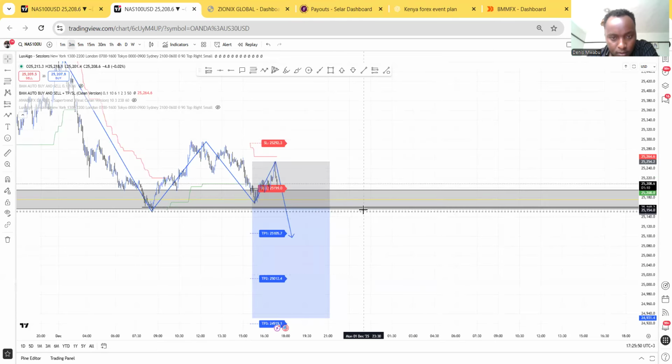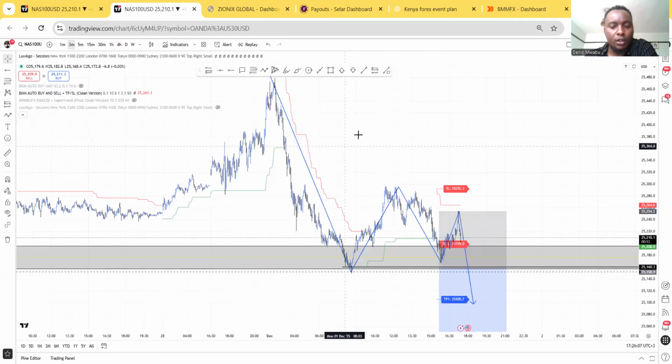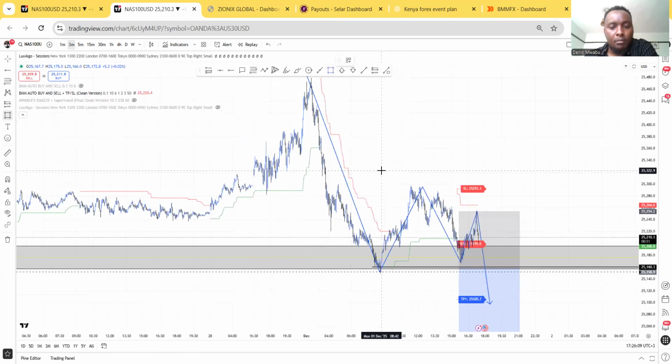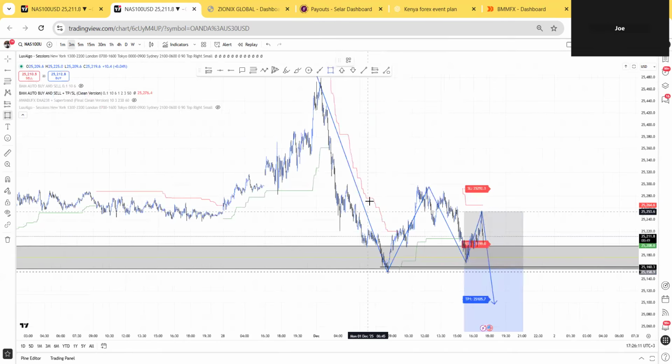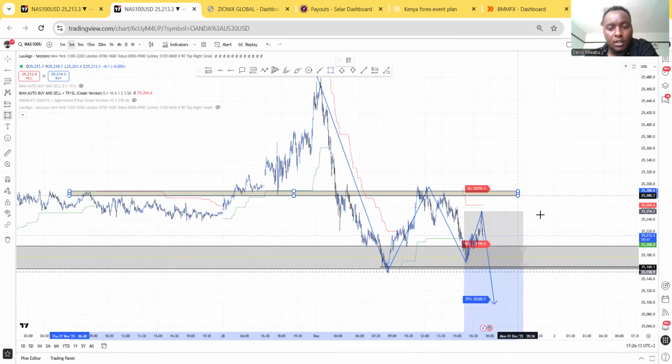Okay, so that's what we are looking at, but still we are not blinded to the idea that price can still break on the upside.